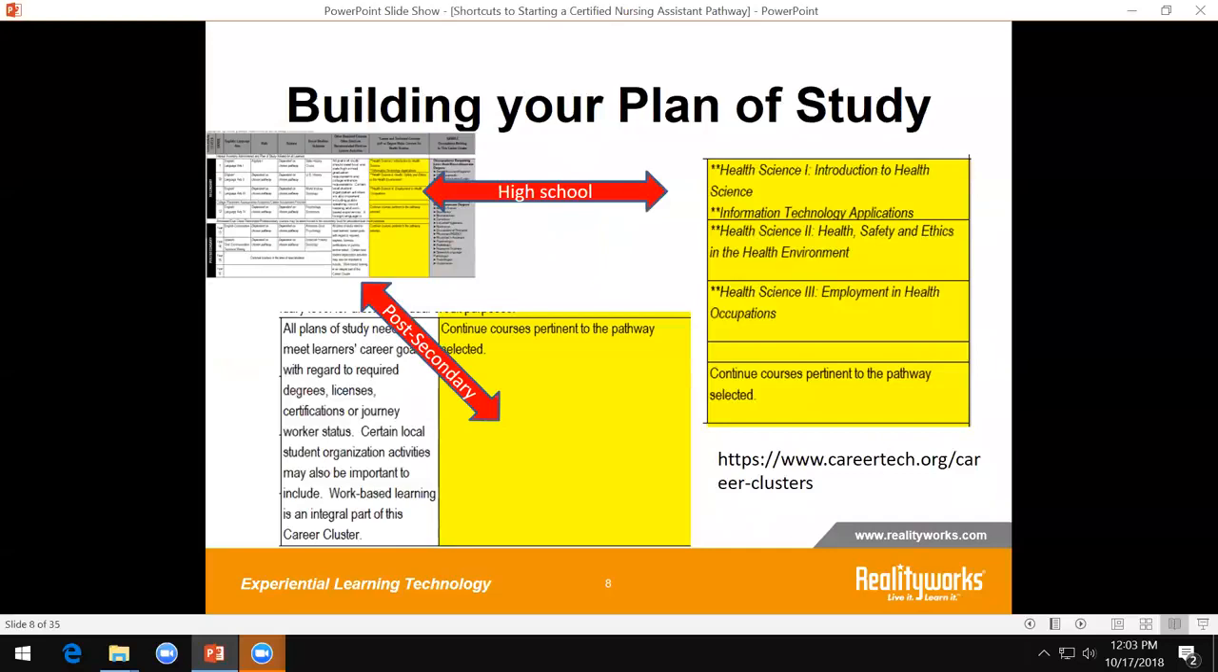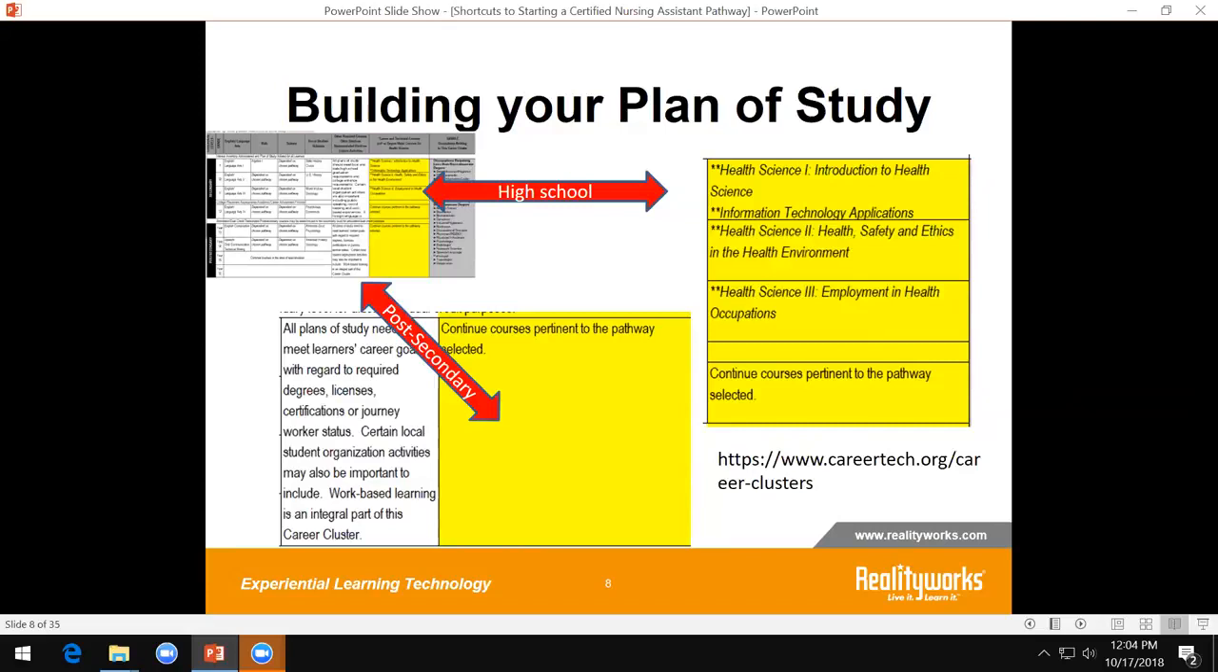As you begin to look at what you need in this area, a very helpful website to go to is on the slide in front of you. It's careertech.org/career-clusters. At this URL, there's something called a plan of study worksheet that is editable. And on the screen here is a sample plan of study for health science therapeutic services. You can use this as a planning tool to help you lay out the specific courses you're going to need in your health science pathway plan of study.